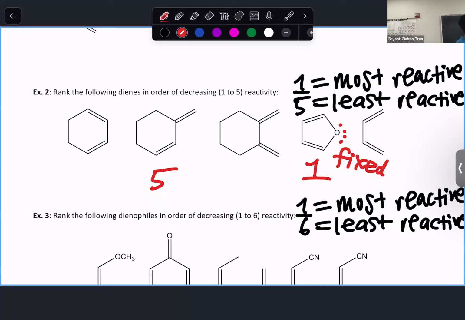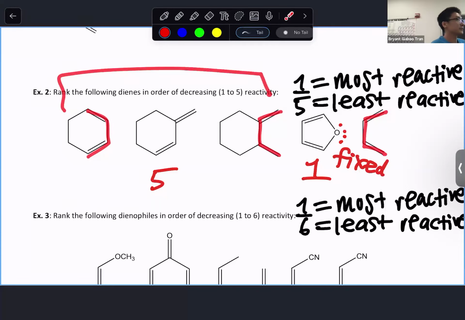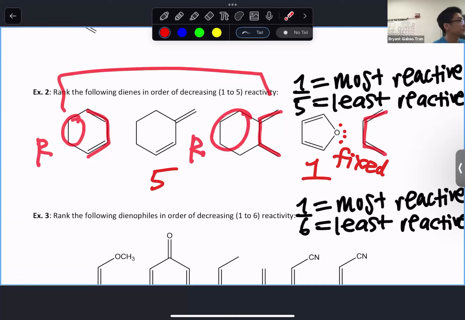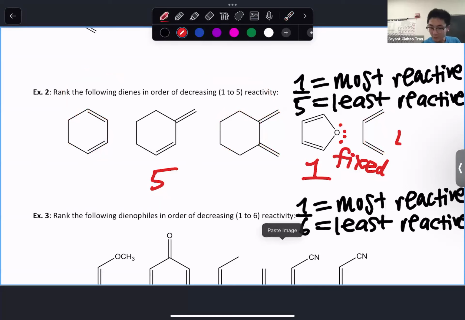Then everything else is in between, right? We know that this is the diene for that part, this is the diene for this part, and this is the diene for that part. We know that these two here have EDGs on them because they have R groups. This is an R group, so that increases the reaction rate. That's an R group, so that increases the reaction rate. This right here has nothing on it, right? So do you guys think the R group will increase the reaction rate or decrease the reaction rate? Increase the reaction rate, right? Which makes this one here number 4 because they have no EDGs on them, right?